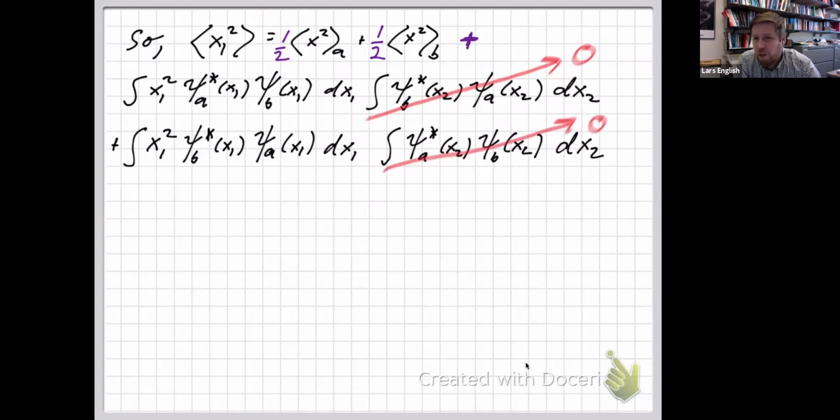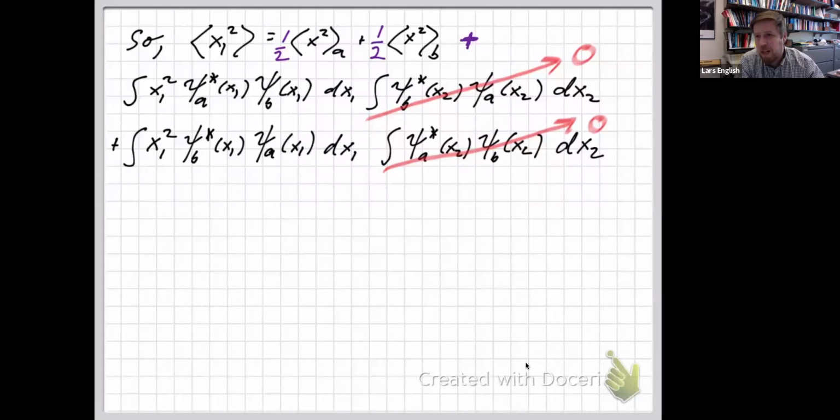Similarly, that term also goes to 0, that integral, and for the same reason. Okay, so if you have to, you can pause here and think about that before I give the answer. But the answer has to do with, you guessed it, the orthogonality of those two single particle states.